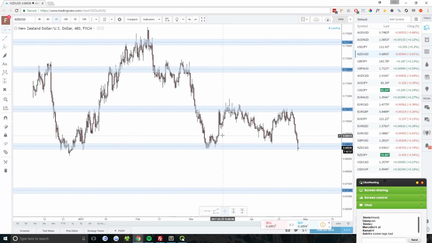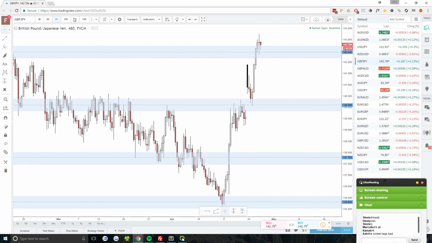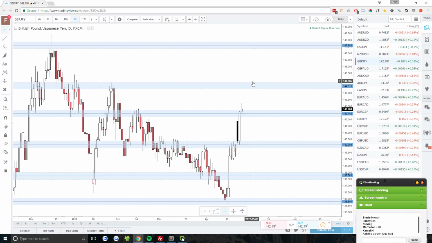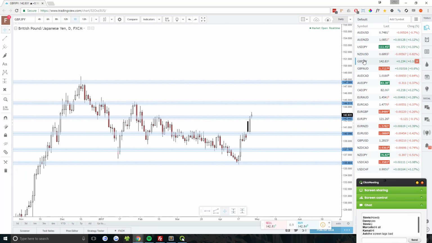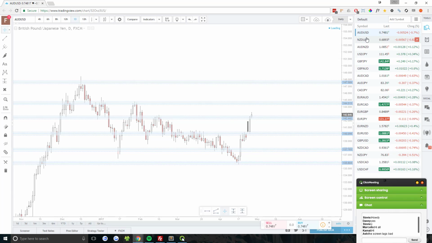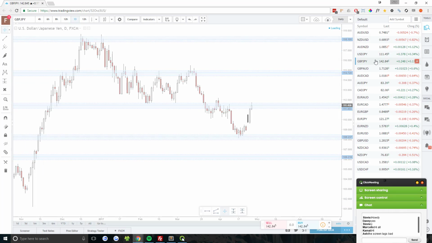Yeah, it looks decent. New Zealand USD, and finally GBPJPY. We're seeing potential signs of price stalling at resistance. Yeah, we could potentially get into a short here. So that is quite a few potential setups. AUDUSD, New Zealand USD, AUD New Zealand, USDJPY, GBPJPY.